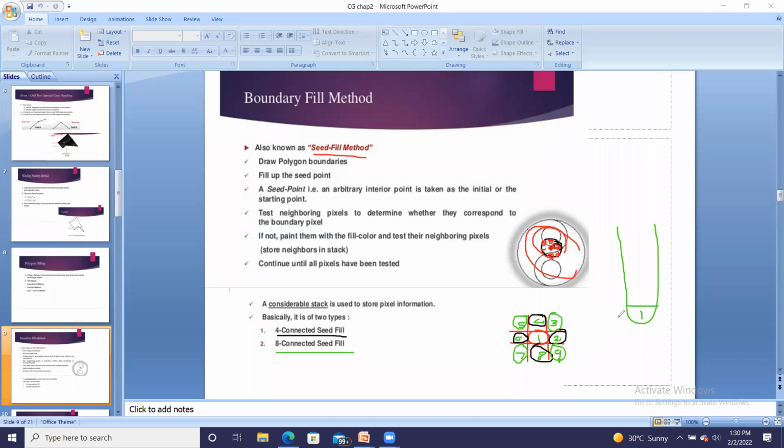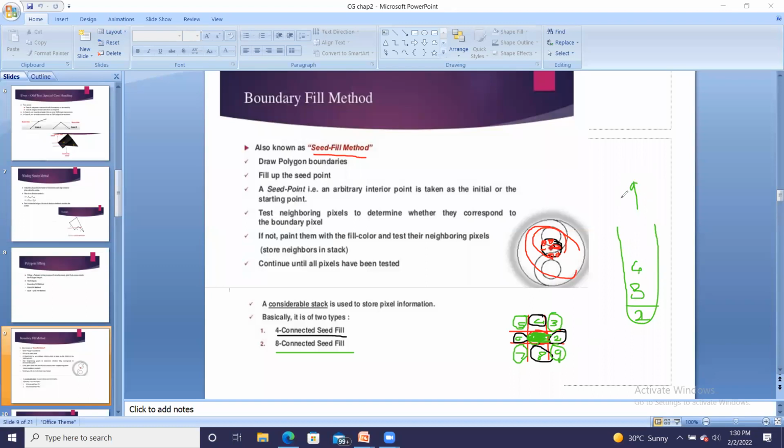मग फर्स्ट पिक्सेलला मी कलर केलं. So I will take out this first pixel, meaning that pixel is already colored now. So I will take out this pixel from the stack and then I will push the surrounding pixels or neighboring pixels on the stack. मग पहिल्यांदा मी 2 नंबर पिक्सेल पुश केला, मग 3 केला, मग 4 केला, 5 केला, 6, 7 अप टू 9 पर्यंतचे पिक्सेल मी पुश केले.